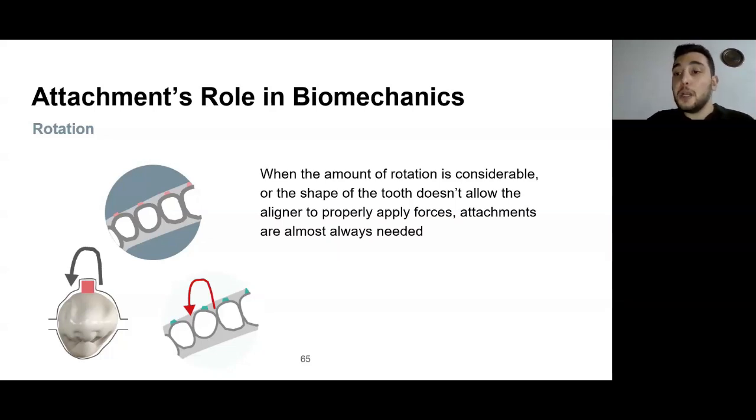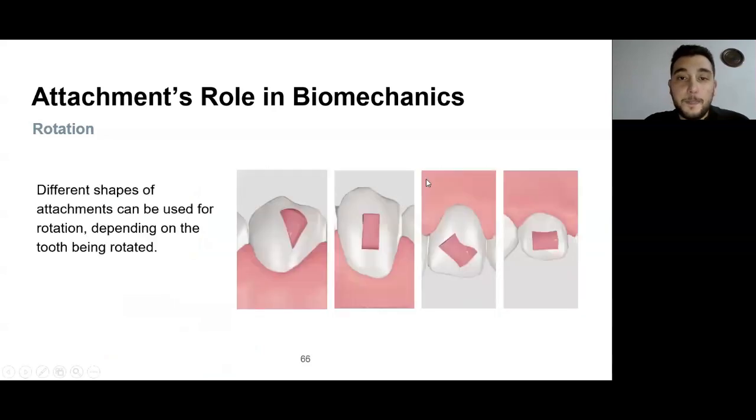Attachments are actually needed for a lot of movements, and they make a difference with the predictability of the treatment setup. So, attachments' role in rotation: we have different shapes. The one on the left over here is the rotational attachment, and this rotational attachment can be used interchangeably with the vertical attachment. So this is applied on most of the teeth. We can use either one of these two attachments.